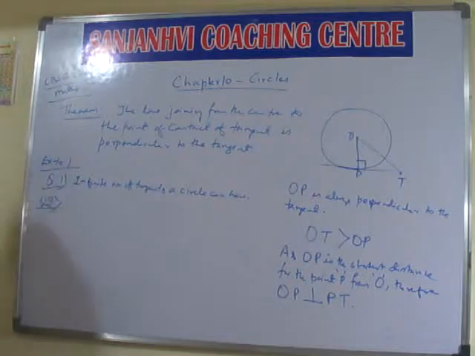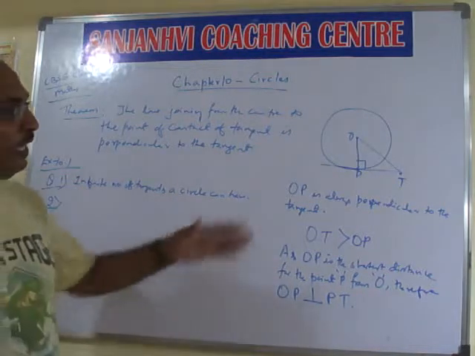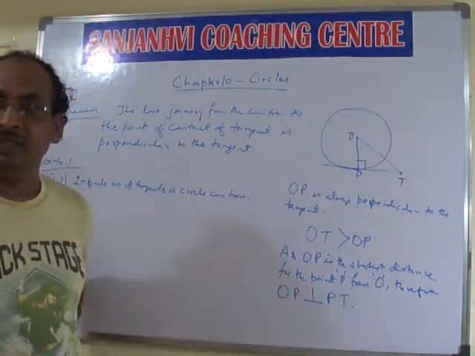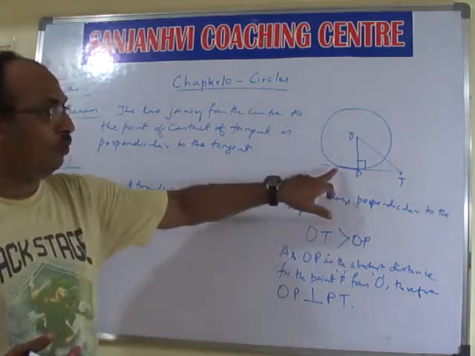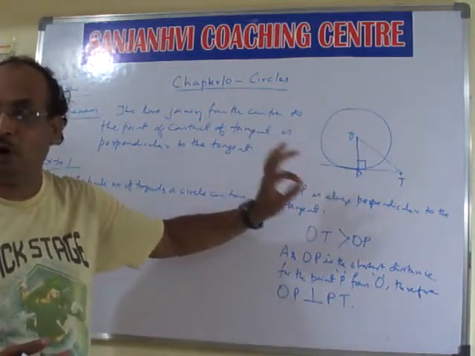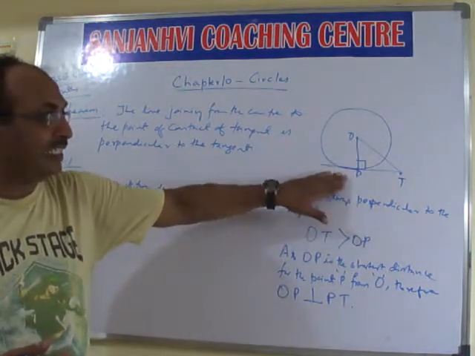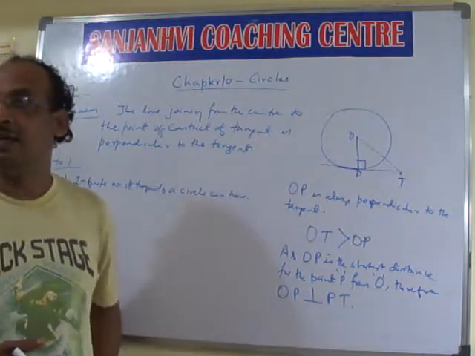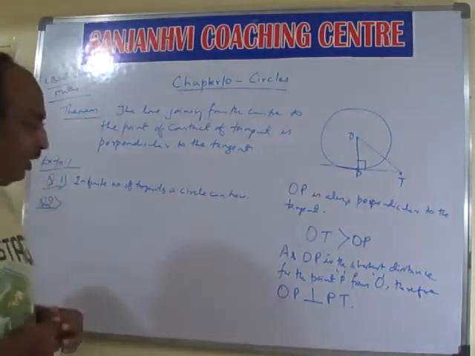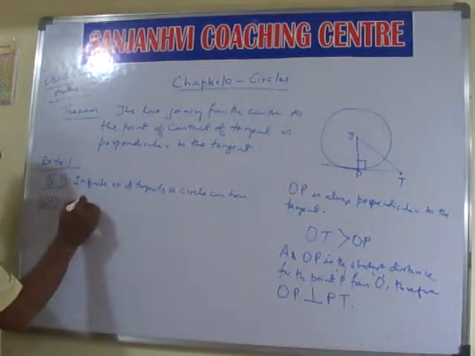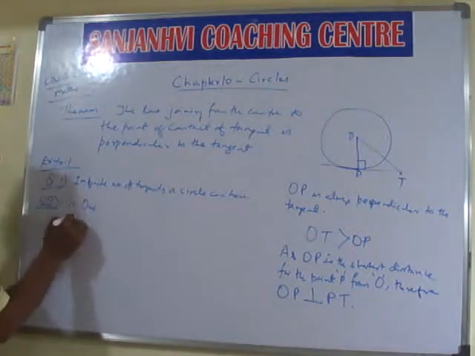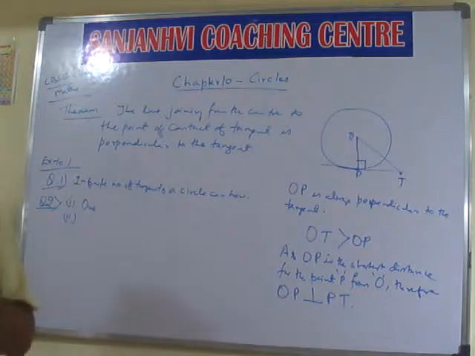Okay, question number 2. It says fill in the blanks. What is the first question? A tangent of a circle intersects it in dash point. How many points is a tangent intersecting a circle? Only 1 point. Then the second one, a line.